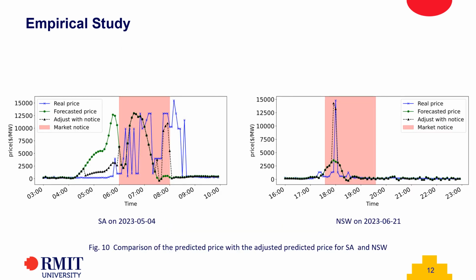These 2 figures show the results of our empirical study, which we conducted for South Australia and New South Wales. The market notice period is highlighted in red on each plot. We can see from the difference between the green and black forecasts that the forecasts adjusted with market notice data are far closer and more representative of the real price data, which is shown in blue.